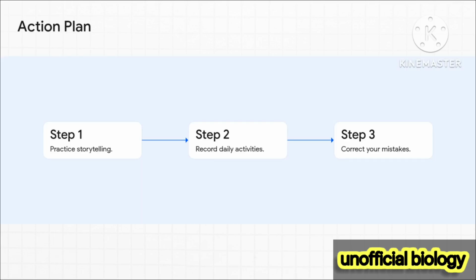If you want to stop translating in your head and start speaking fluently on autopilot, you really have to actively practice. You can't just memorize the tables and call it a day. You need to practice storytelling. You need to record yourself describing your daily activities. And, this is absolutely crucial, you need to find and correct your own mistakes. That active repetition is exactly what bridges the gap between confusion and total effortless fluency.